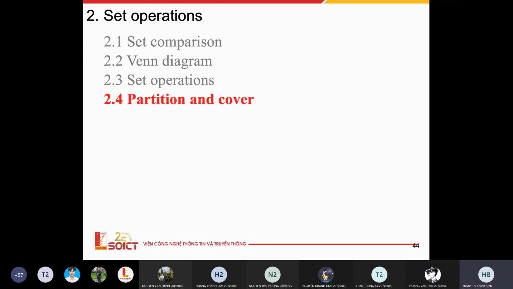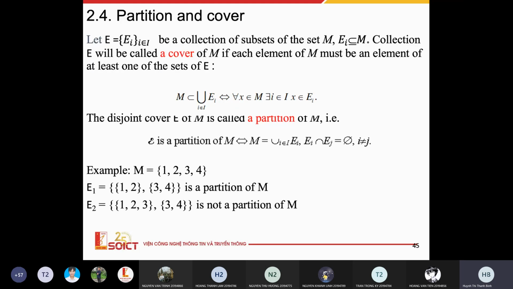Next, we move to partition and cover. Let E be a collection of subsets of the set M. The collection E will be called a cover of set M if each element of set M is an element of at least one of the sets in E. And a disjoint cover E of set M is called a partition of set M.